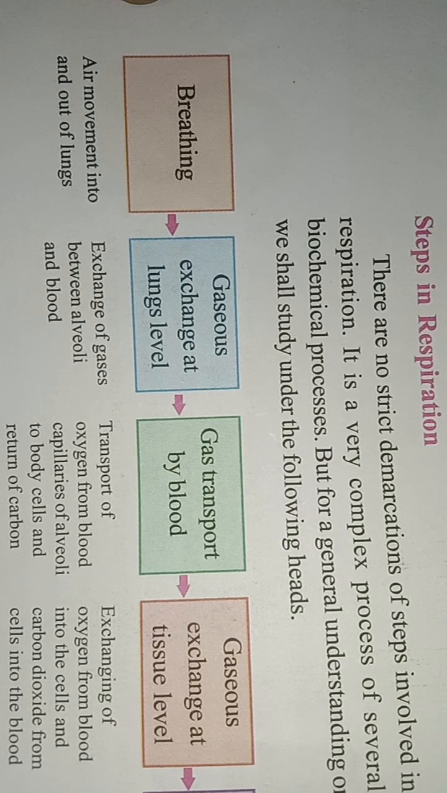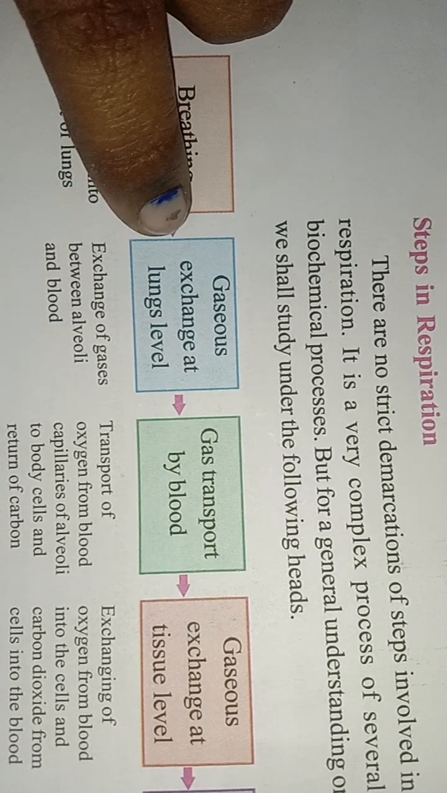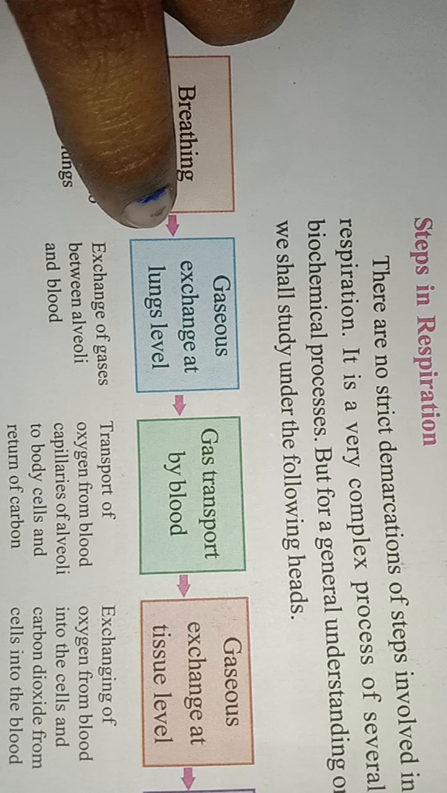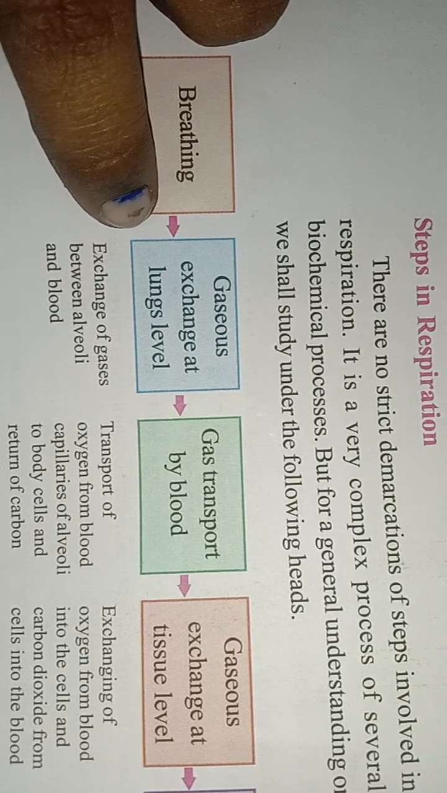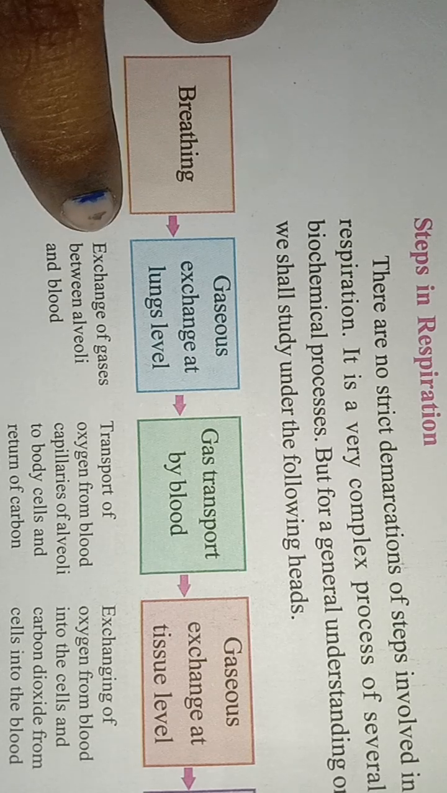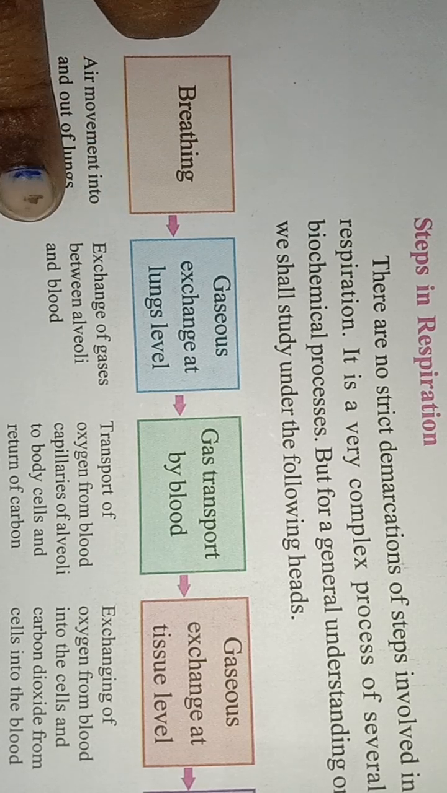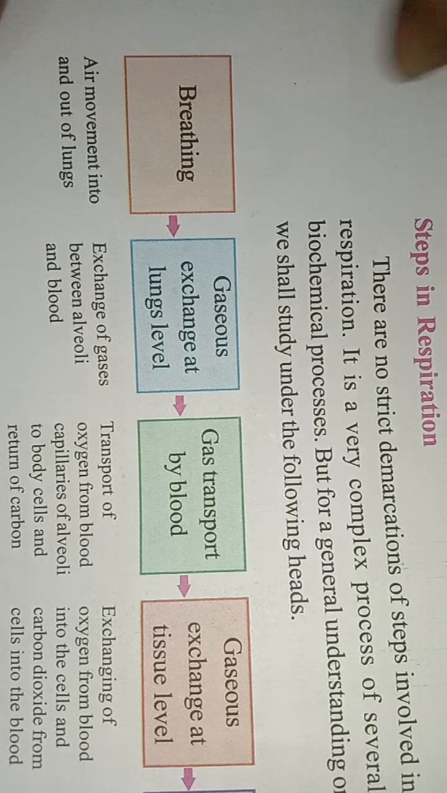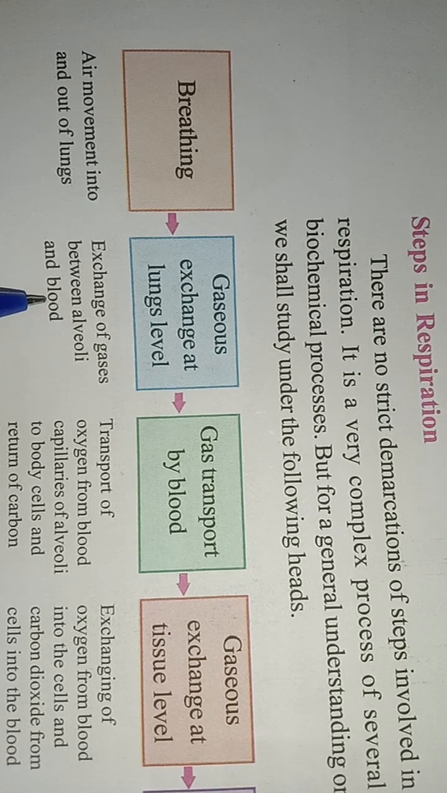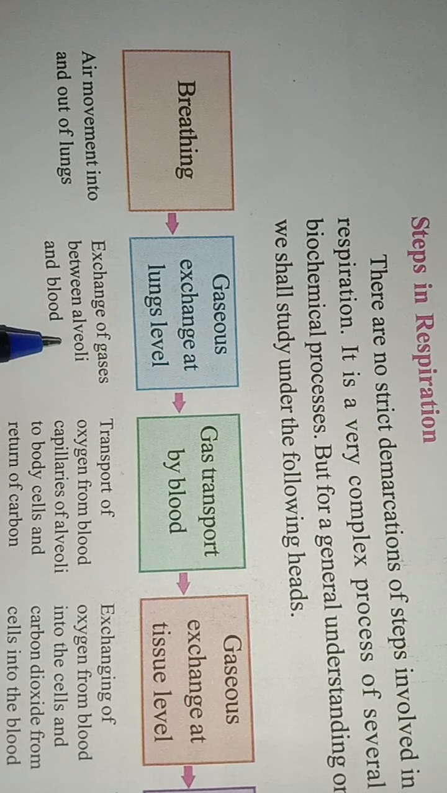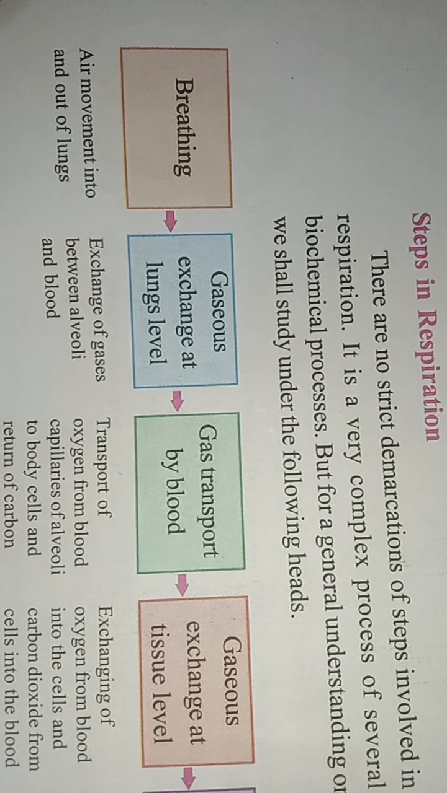So what is happening in the lungs? Gaseous exchange at lung level. Exchange of gases between alveoli and blood. Alveoli are the last part of the lungs, where gaseous exchange means oxygen combines with the blood and from the blood carbon dioxide comes into the alveoli, right?